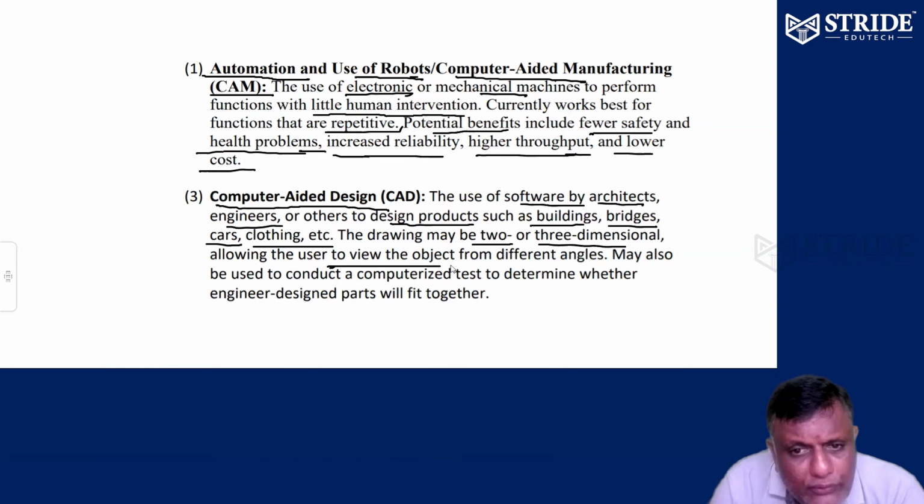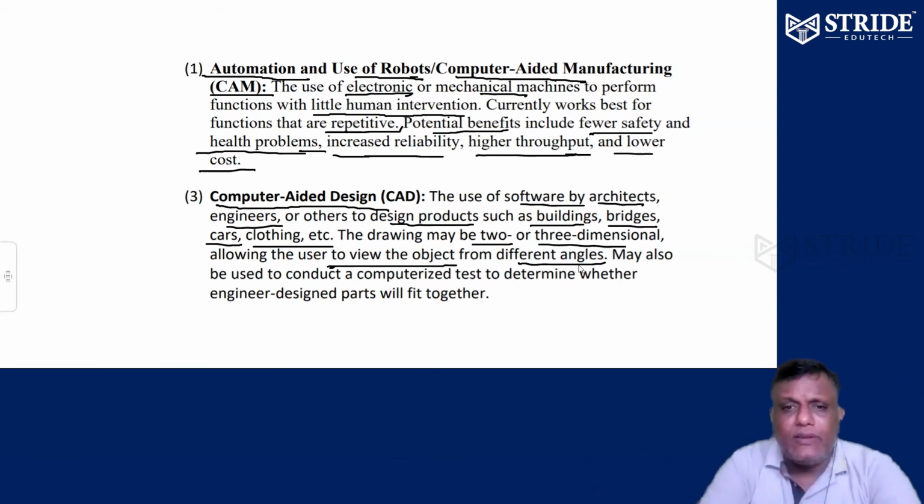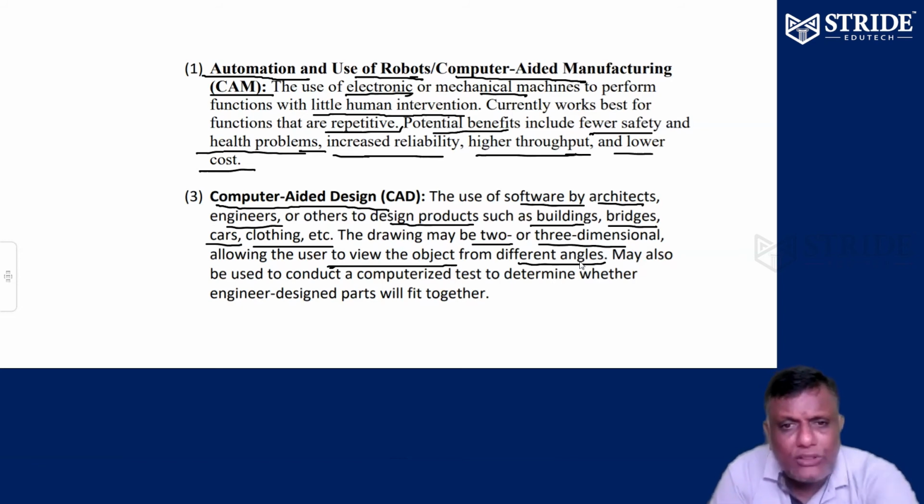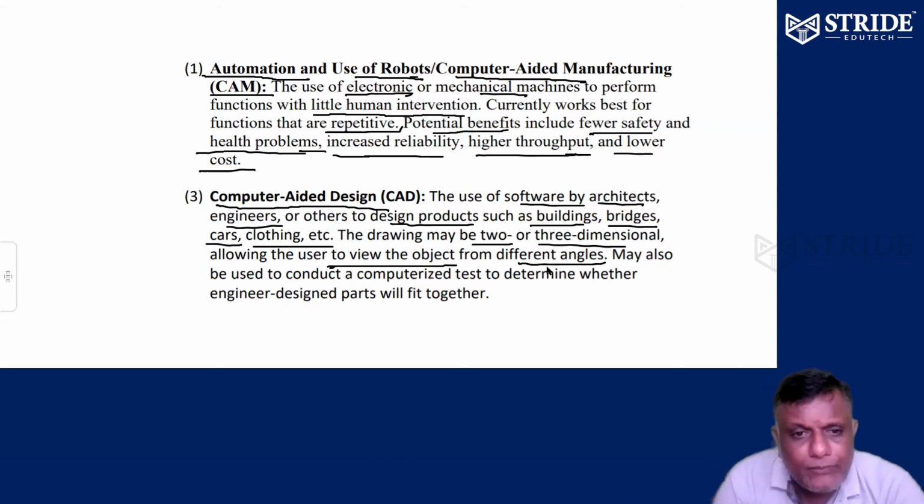We can allow the user to view the object in different angles using CAD. Computer design will show the real product, and give a simulation also. The computer can analyze how the product will come out. From different angles I can see the product: top, bottom, up, down. All 360 degrees I can see the product using CAD.